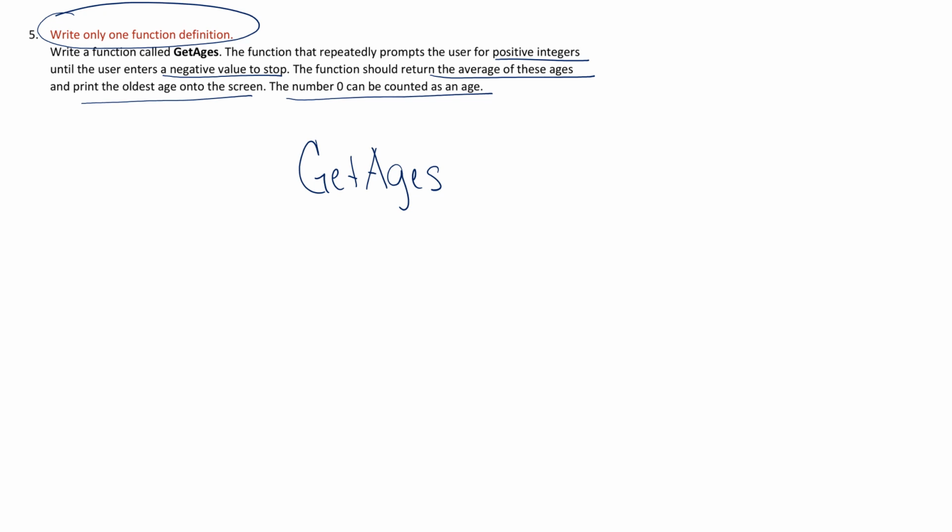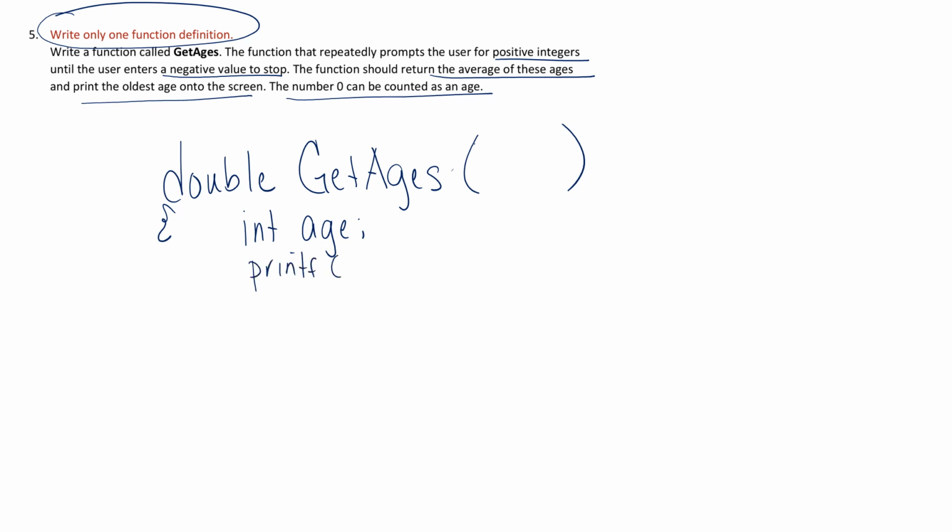You're going to return the average. So average is usually measured as a double. It doesn't look like it's going to take any parameters. You could use a double input-output parameter. It doesn't say that you can't, but I'm going to do it this way. So now I'm going to declare an age. I'm going to ask for that age. I'm going to scan in that age.